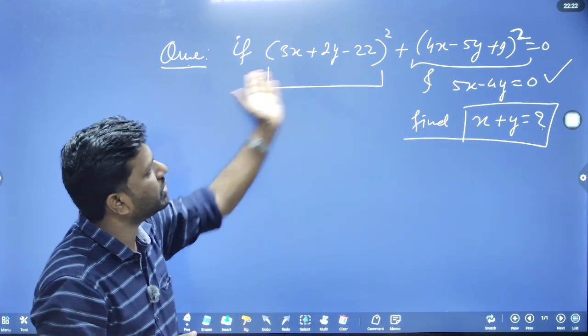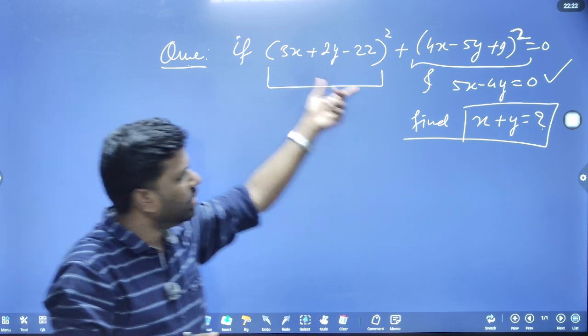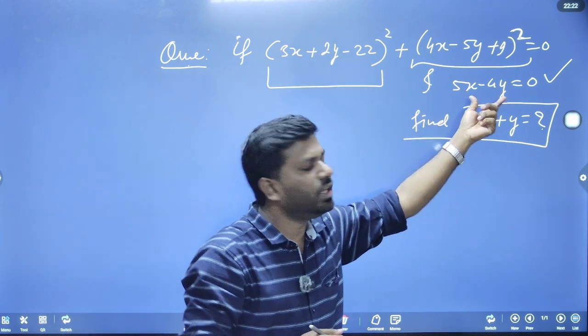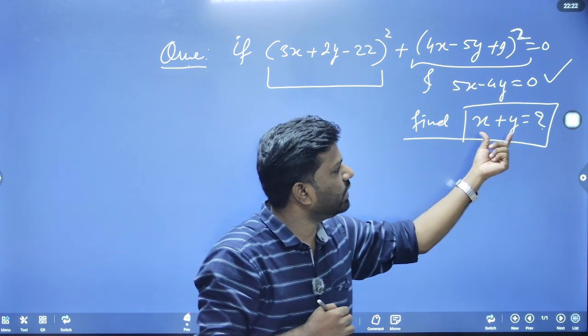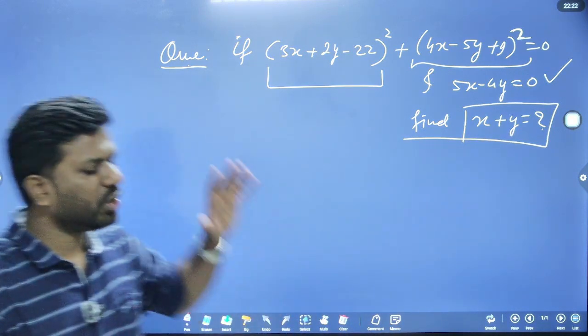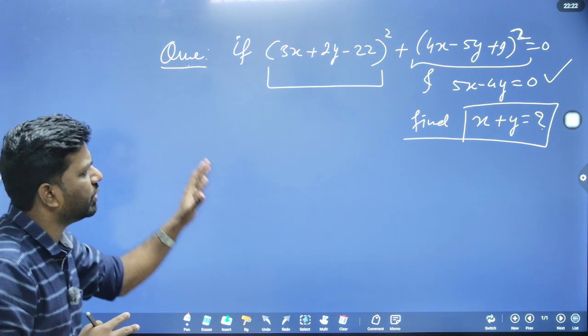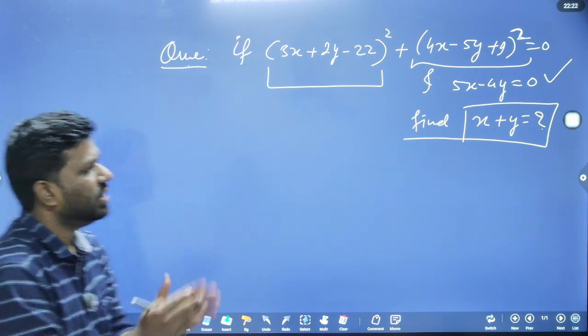If you look at the first equation, after simplifying you will be getting a quadratic equation. But the second equation is a linear equation in two variables. And the question is, find the value of x plus y. Again, the moment you look at this quadratic equation or any equation from algebra, you must understand the start.